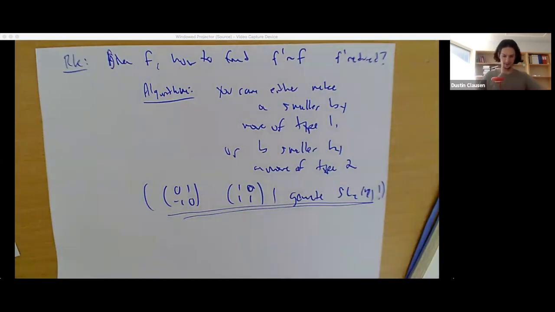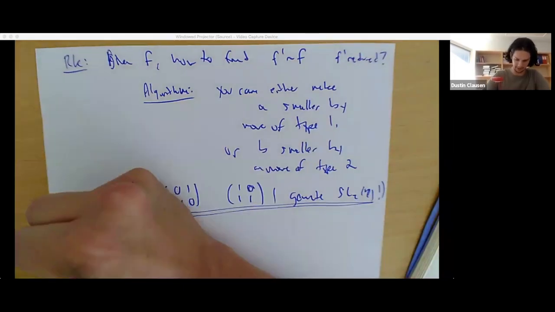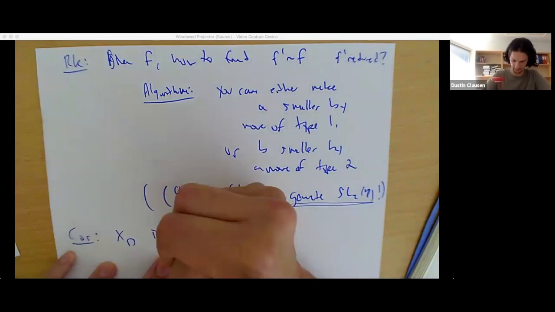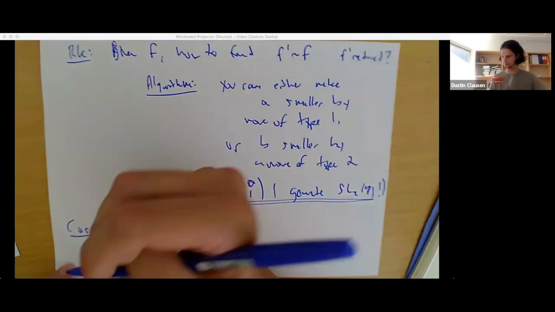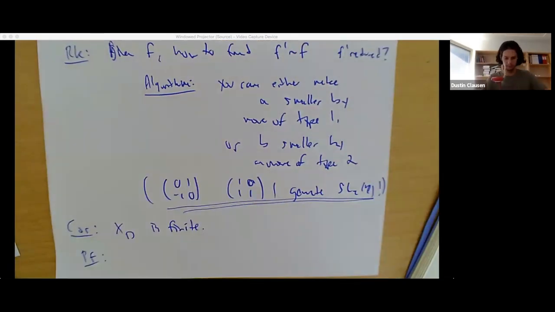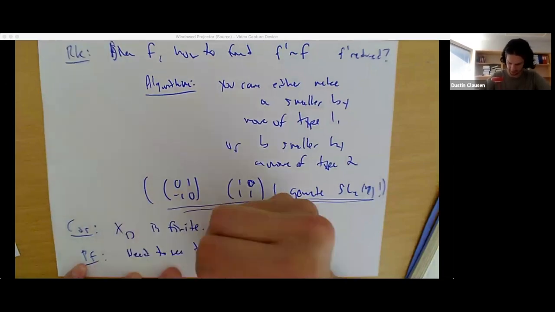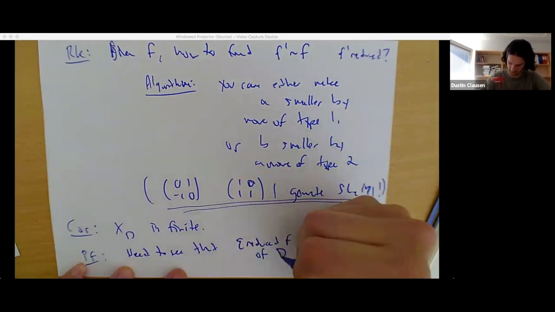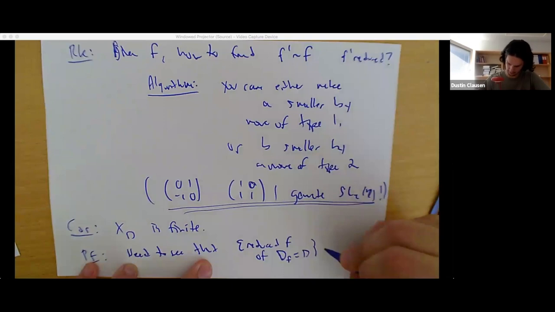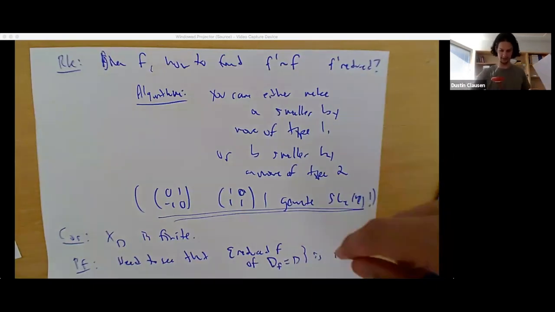What else? Now let's talk about the main corollary, which is the claim we had. So X_D is finite. So let's give the proof of that. Well, we need to see that the set of reduced F of discriminant D is finite, because every form is equivalent to a reduced one. So if that set is finite, then X_D is finite.